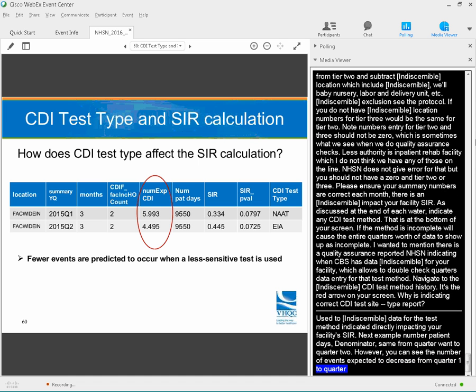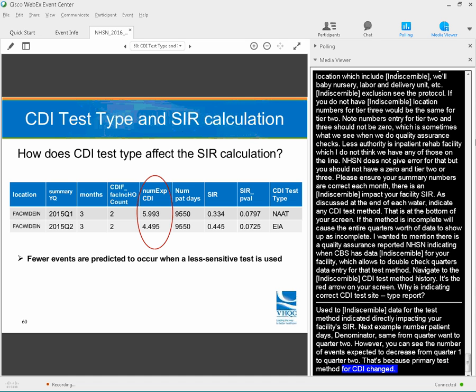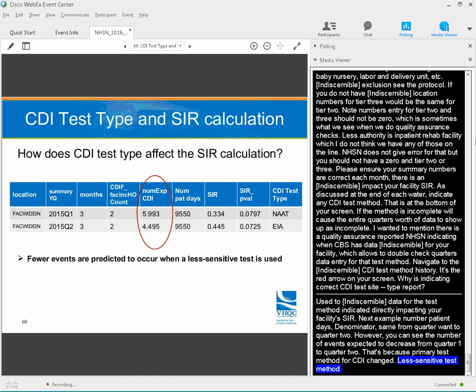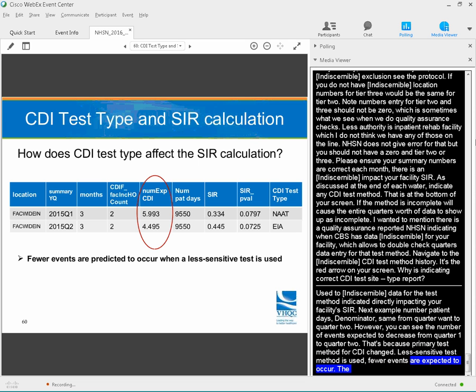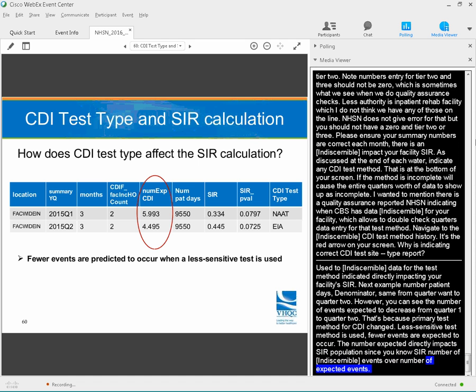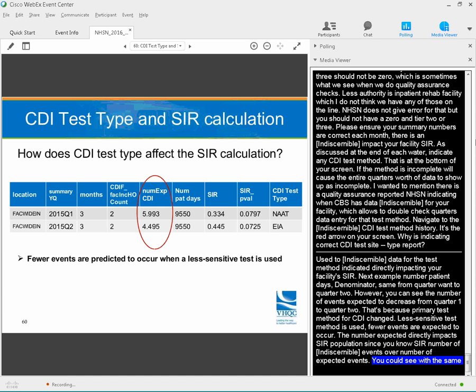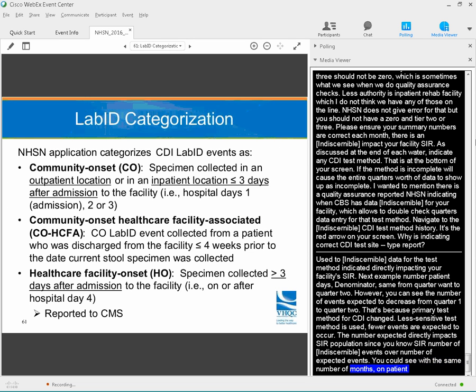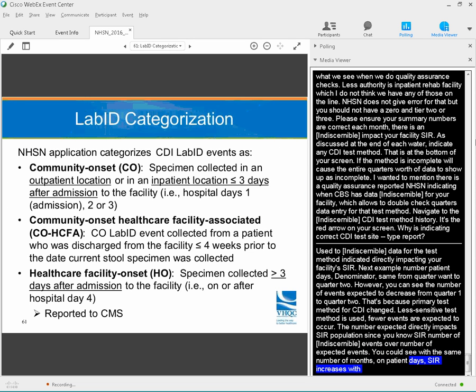When a less sensitive test method is used, fewer events are predicted to occur. The number expected directly impacts the SIR calculation, since you know the SIR is number of observed events over number of expected events. You can see that with the same number of months, events, and patient days, the SIR increases with a less sensitive test method in quarter 2.